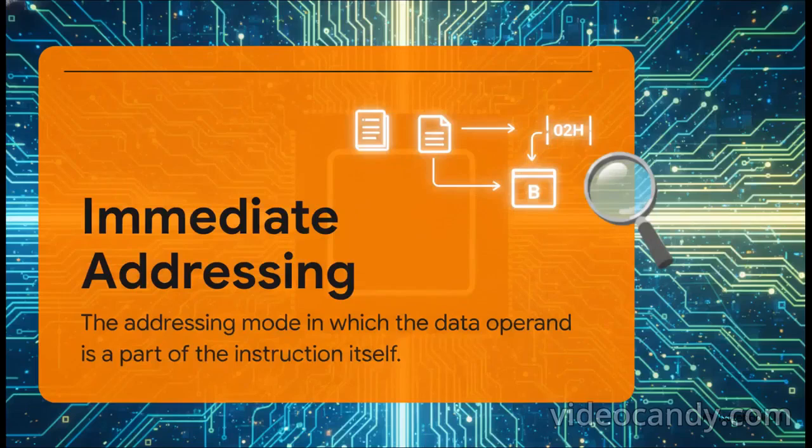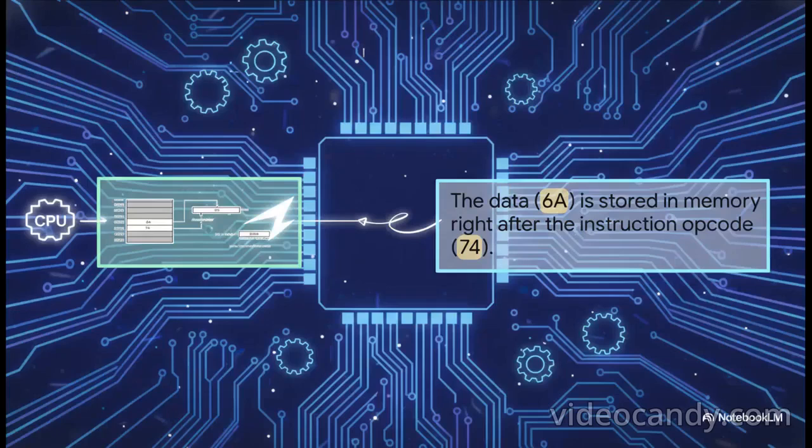Then there's this really clever one called immediate addressing. In this case, the data isn't fetched from somewhere else, it's literally baked into the instruction itself. MVI B, 02H means move the value 02 hex immediately into register B. The ingredient, the value 02, is right there in the command.